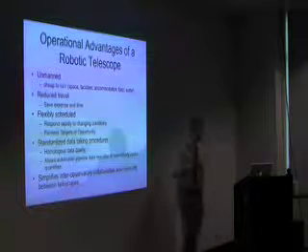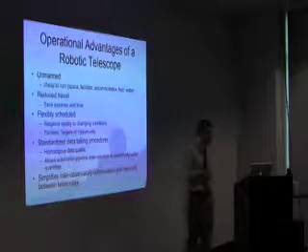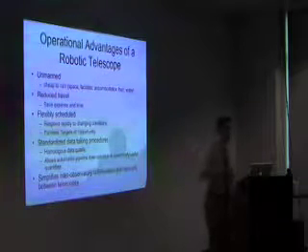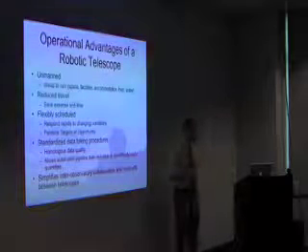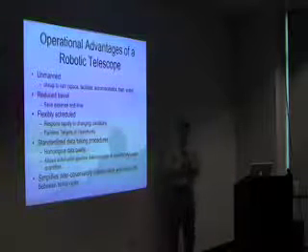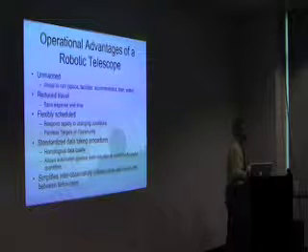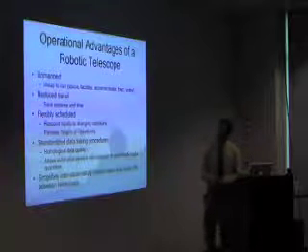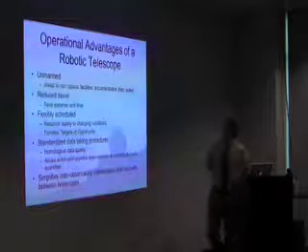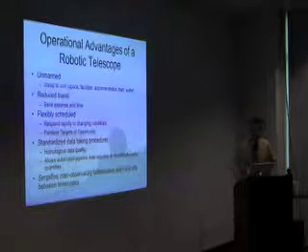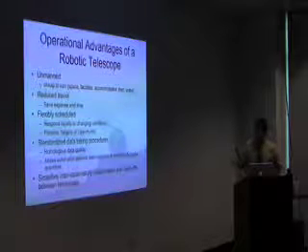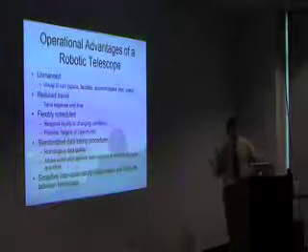So I've been talking about the science reasons for a robotic observatory. A robotic observatory is ideal for this time domain observing, where you want to be regularly going back to the same objects over and over again. You want rapid response to targets of opportunity. There are a lot of operational reasons why a robotic telescope becomes useful. The first is that because it's robotic, there's nobody there. It's unmanned, which is cheap.